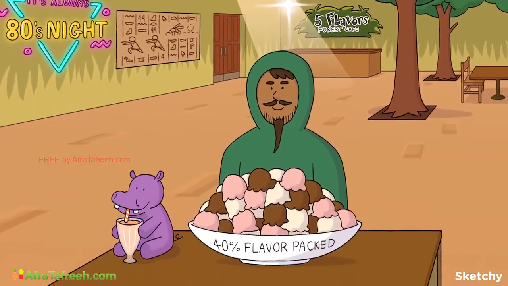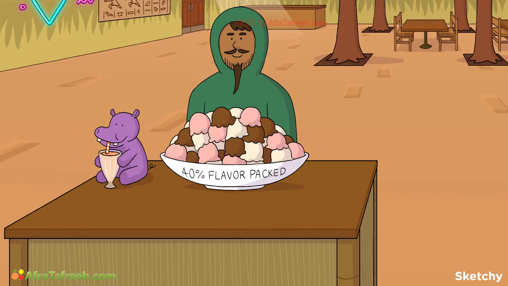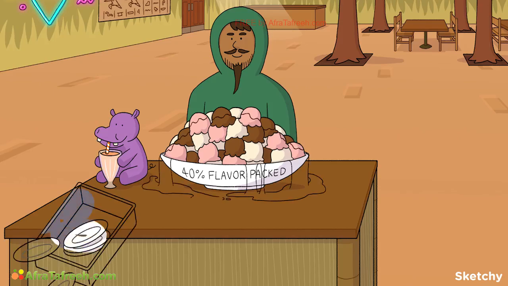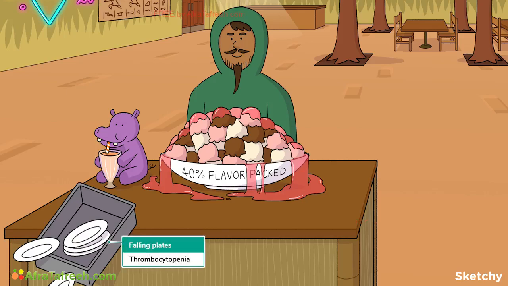So, what is dengue fever? Dengue virus infects the bone marrow. In fact, another name for dengue fever is break bone fever. With the term break bone, what do you think are some of the things that can happen when the virus messes with bone marrow? Well, platelet production falls, so patients can develop thrombocytopenia, hence the falling plates.